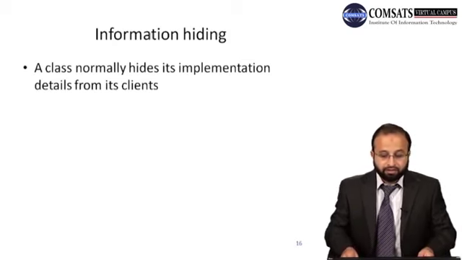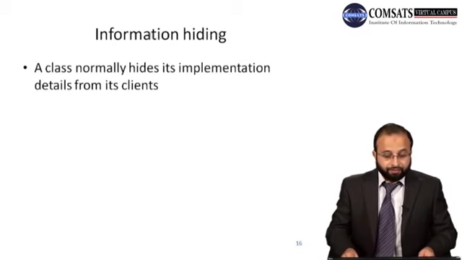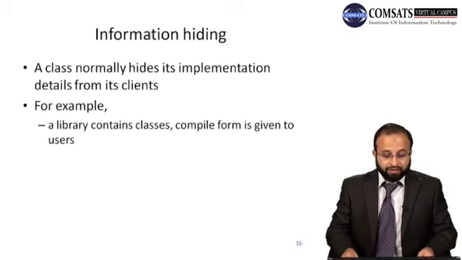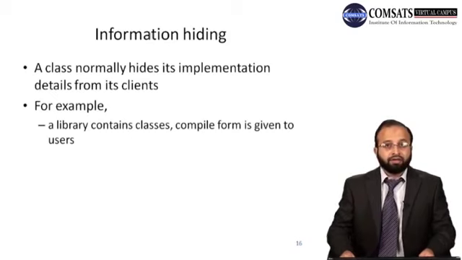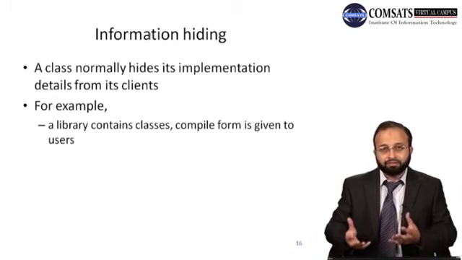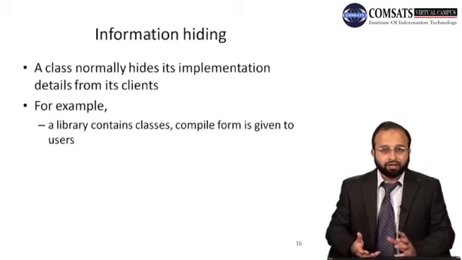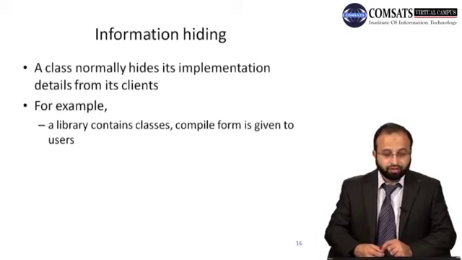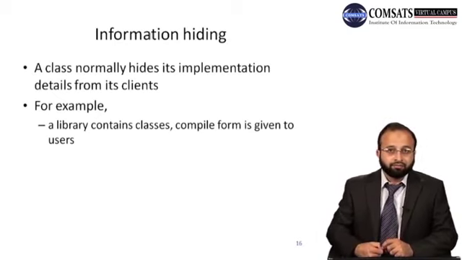So a class normally hides its implementation details from its client. For example, a library contains classes. A static library, it's not a library that is in the university or in the school. A library is actually the bundle of classes, and using that you can get some kind of functionality. You can call just the functions, or you can create an object from that static library, call the function and get a particular functionality.